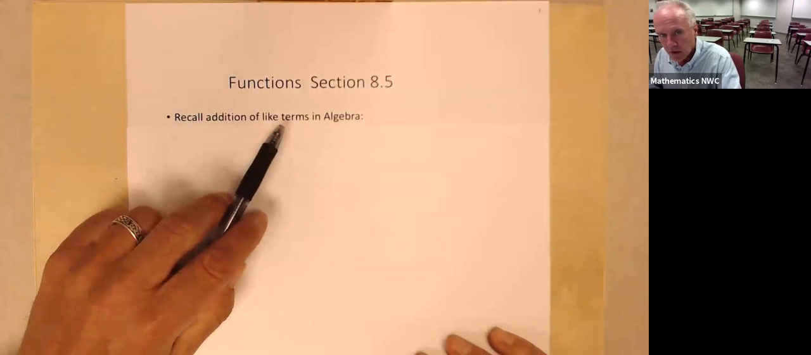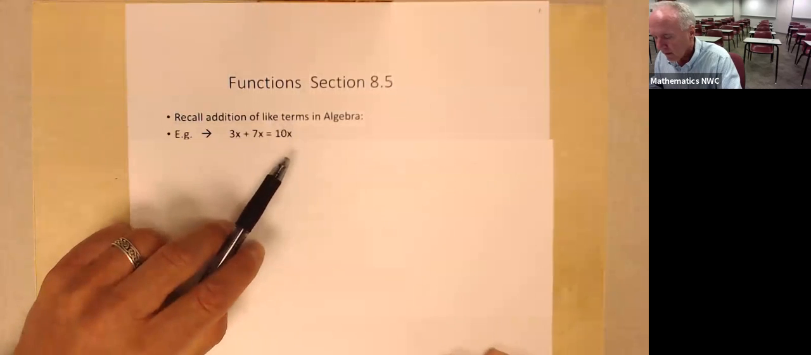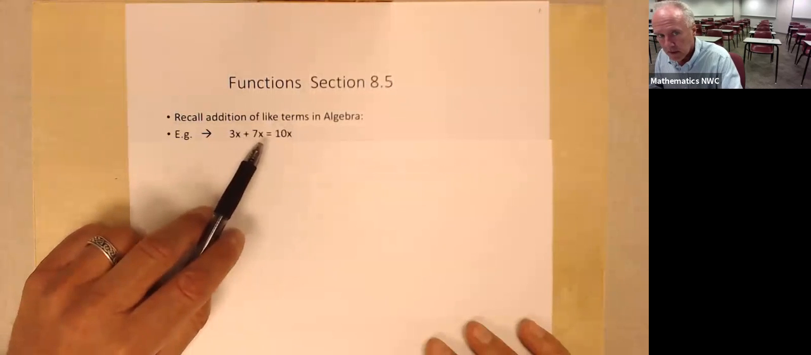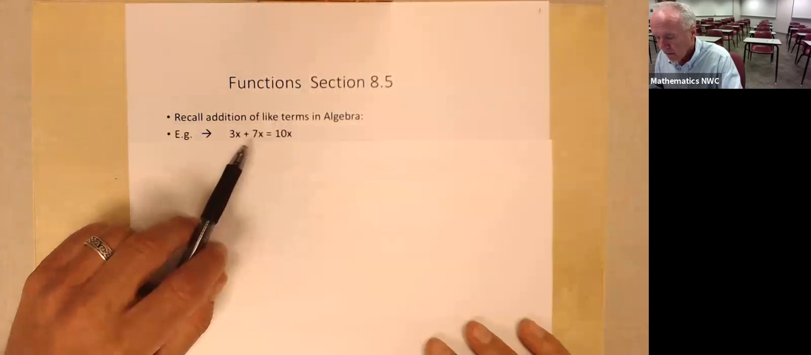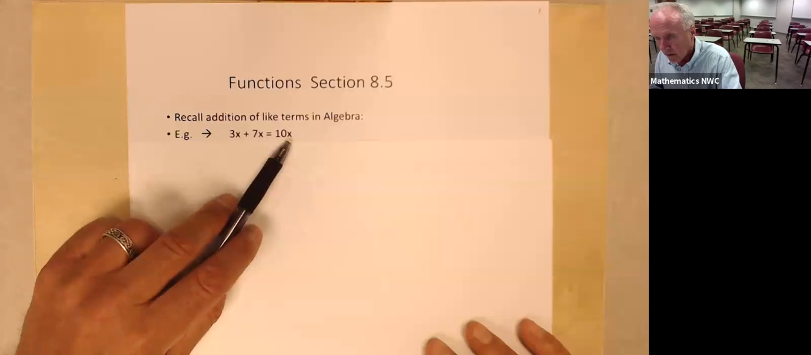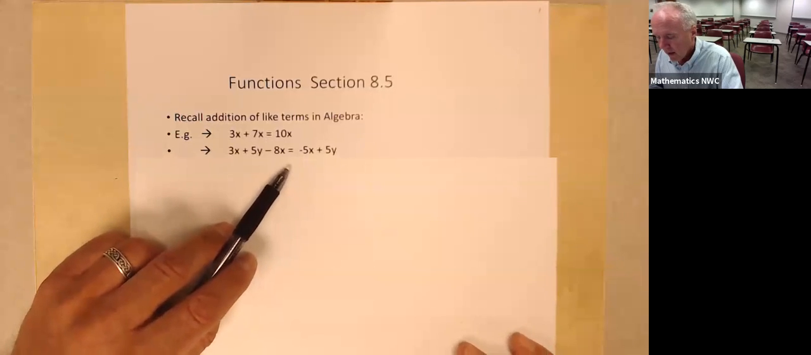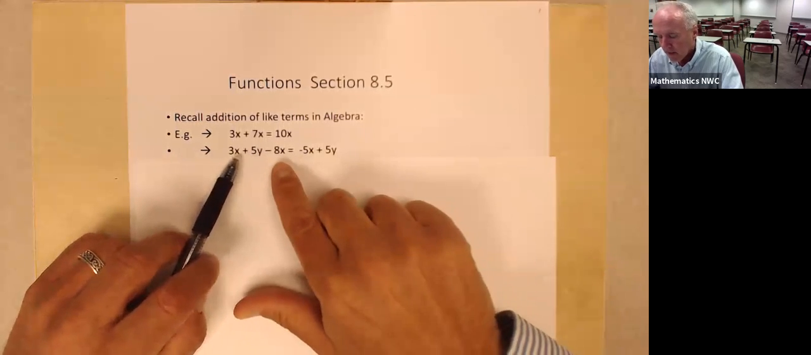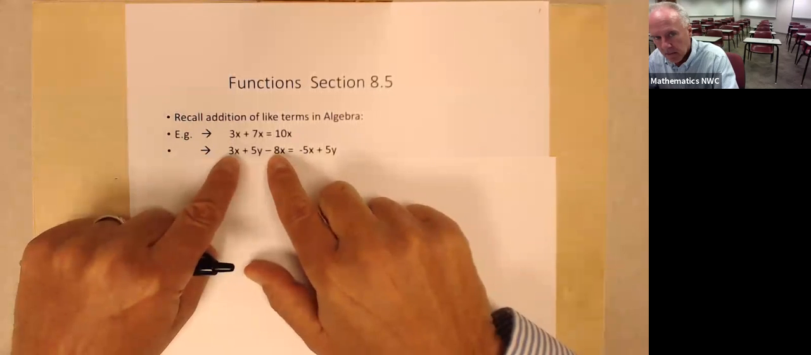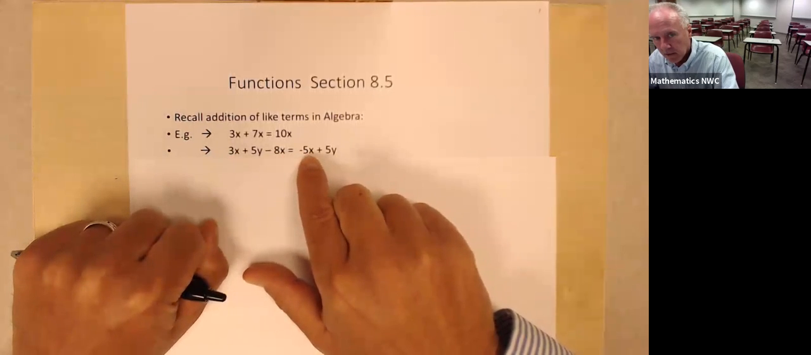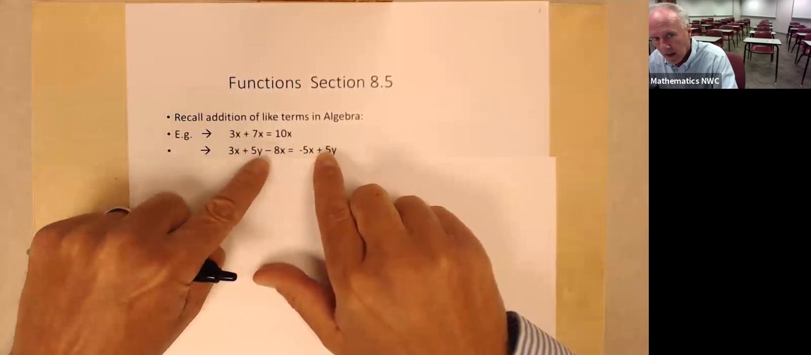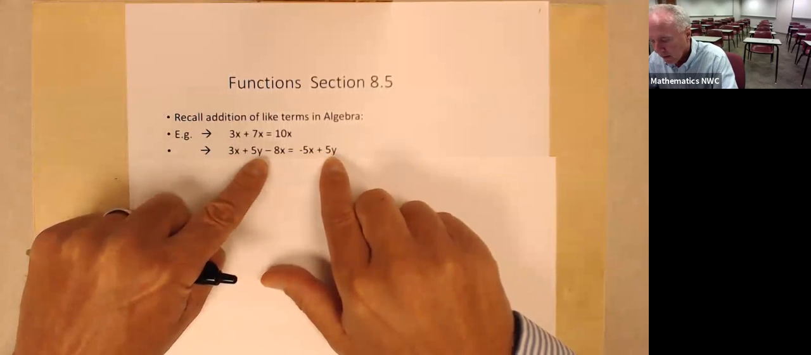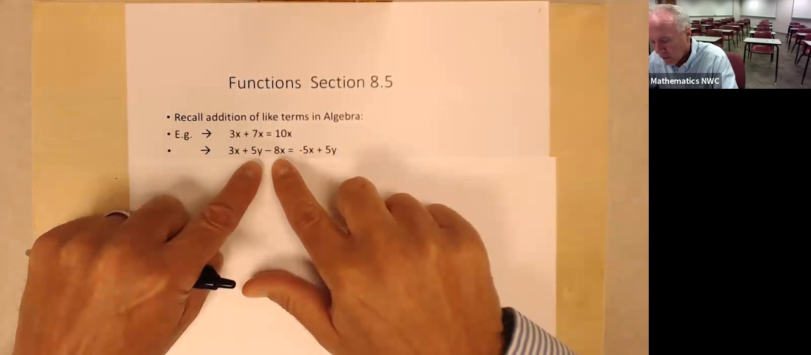We've had addition of like terms in algebra. We've had that for quite a while. An example would be 3x plus 7x equals 10x, where we add the coefficients. Well, x, always remember, can stand for anything. So if I have another variable, y, that implies something else. So here the 3x and the negative 8x are like terms. They can be added together to give a negative 5x. But the 5y has to stay by itself. The x terms were like terms, the y term was not.